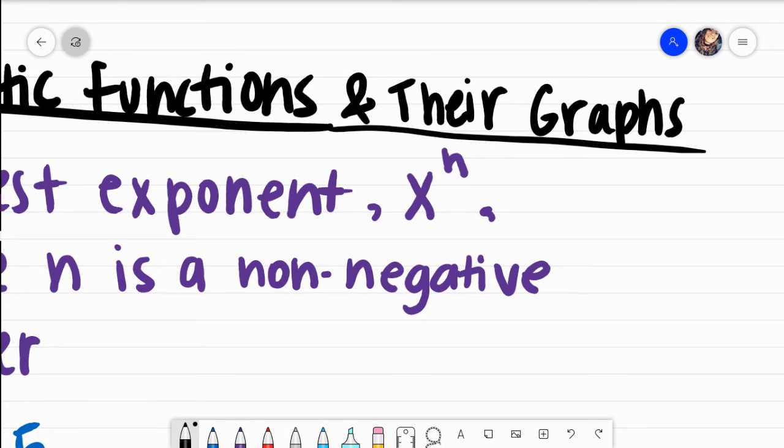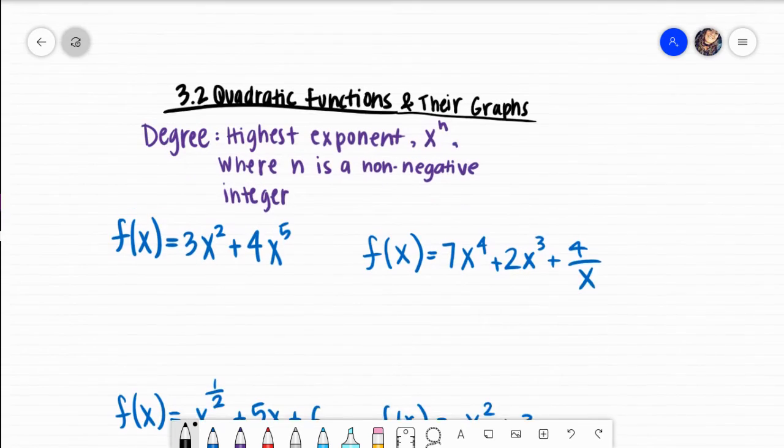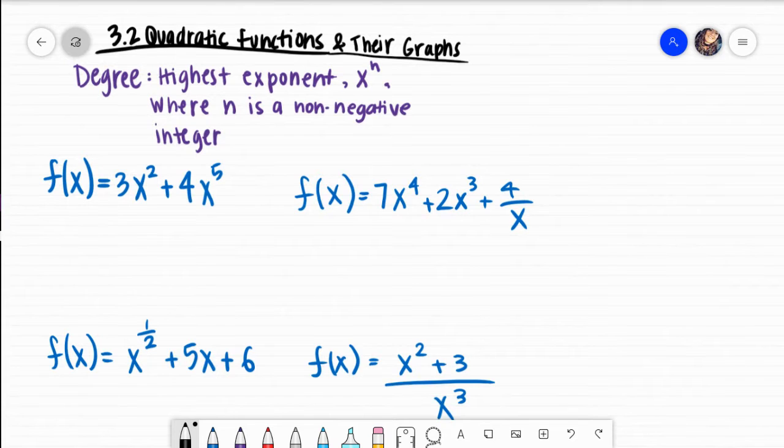Okay. So the beginning of the homework asks you to determine if what they give us is a function, and if it is a function, what is the degree of that function? Our degree is the highest exponent. So say we have x to the n power, whatever is our highest n, that is our degree.